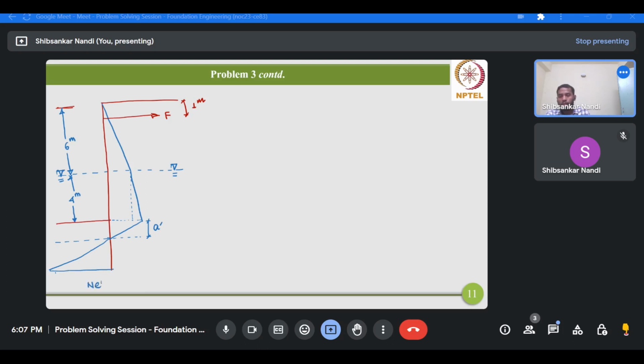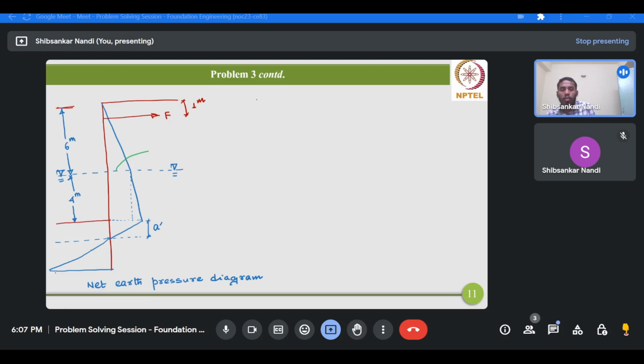This is the net earth pressure diagram for an anchored sheet pile wall in purely cohesionless soil. Now we'll determine the values. So first, at the water table location.